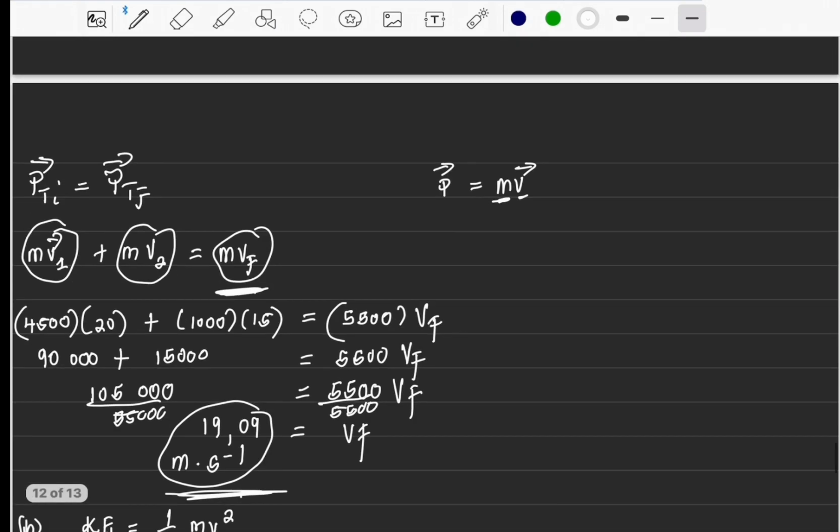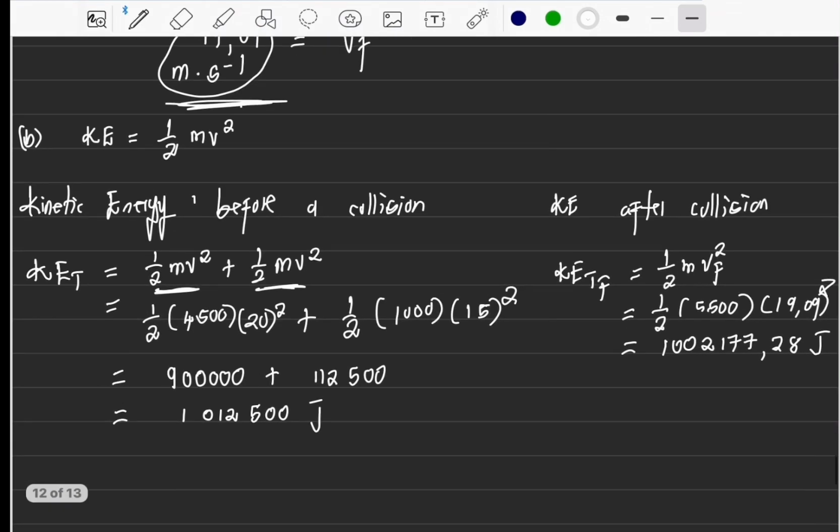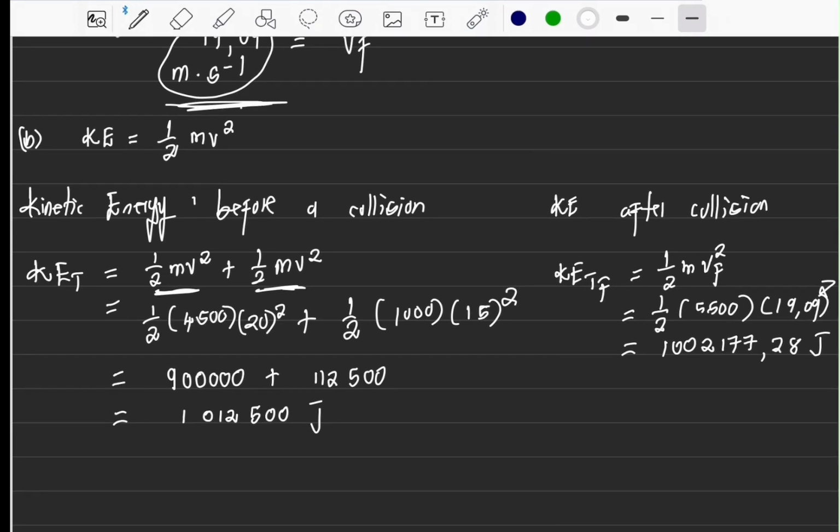And then question number D says, was this an example of an elastic or inelastic collision? Give a reason for your answer. This was an inelastic collision because momentum was the only one which was conserved, but the kinetic energy was not conserved. After our calculations at B, we saw that the kinetic energy before the collision and the kinetic energy after the collision was not conserved.